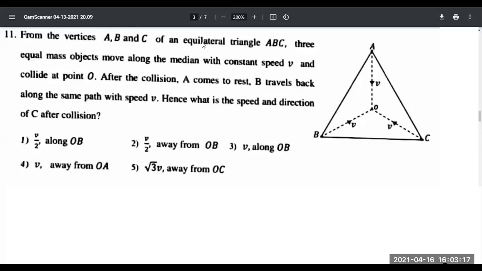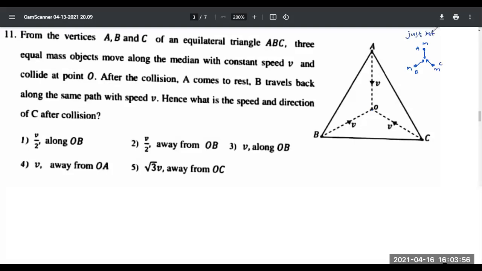Question number 11. From vertices A, B and C of an equilateral triangle ABC, three equal mass objects move along the median with constant speed V and collide at point O. Right, you can see three masses are moving towards point O. They are colliding here. So just before collision, this is how the masses are going to look. And they have named the particles as well, A, B, and C.